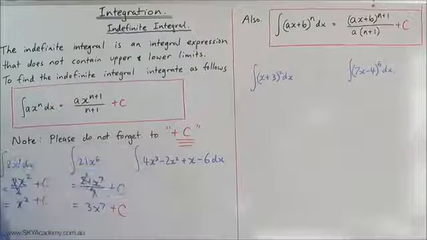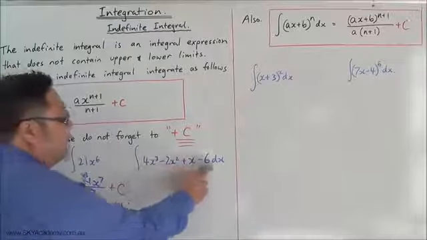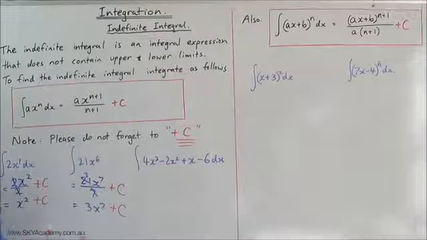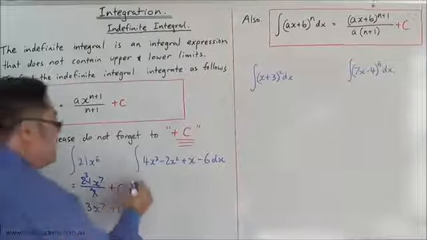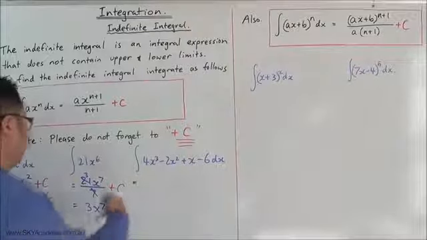The last one will be a polynomial expression with more than one term. It's got a number of terms. So let's work this one out. Alright, so by now we will have got the hang of this. So let's work this out.